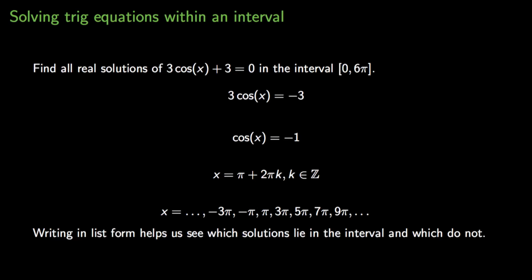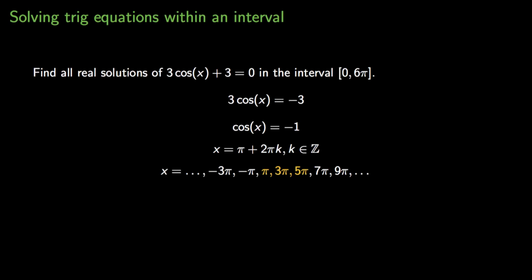So I'm looking for only solutions that are between 0 and 6 pi, and right now it's really obvious to me that pi, 3 pi, and 5 pi are the numbers that I want. I throw out the rest of the solutions. This equation has exactly 3 solutions that lie in the special interval.